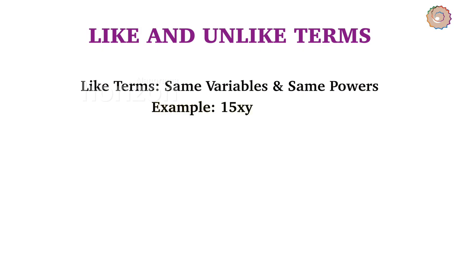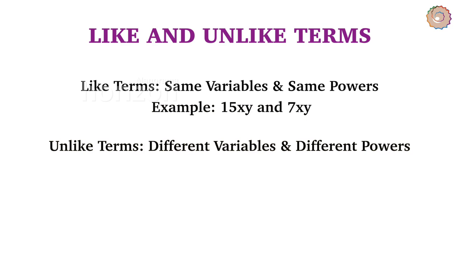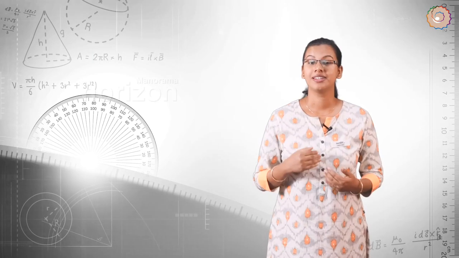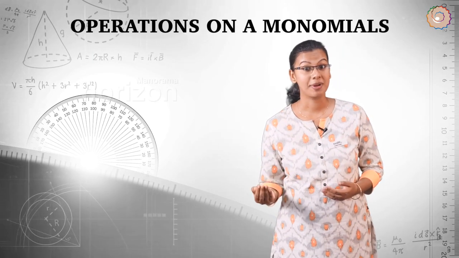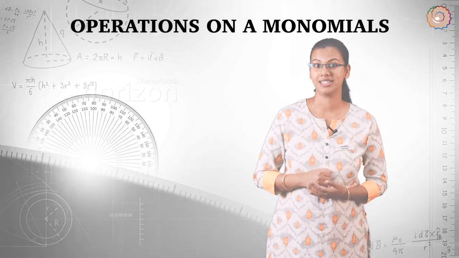For example, 15xy and 7xy. And polynomials with different variables and different powers are called unlike terms. For example, 3x squared y and 3xy cubed. Now, let's see the operations on a monomial in detail.